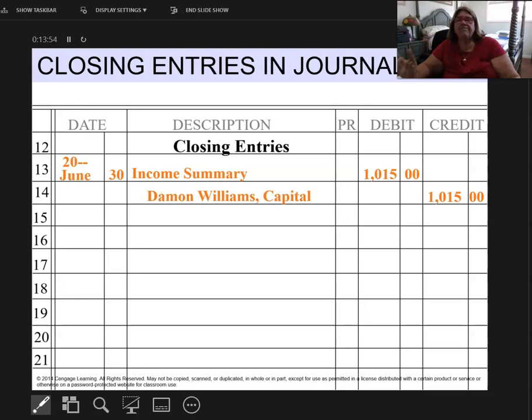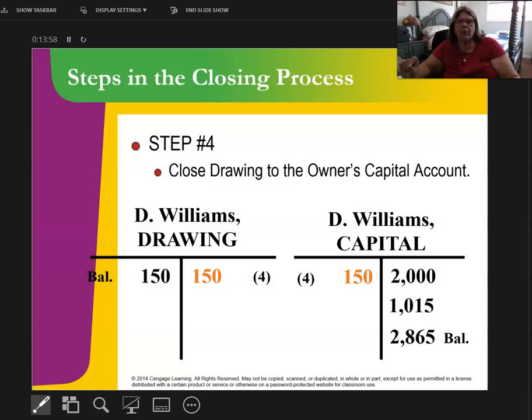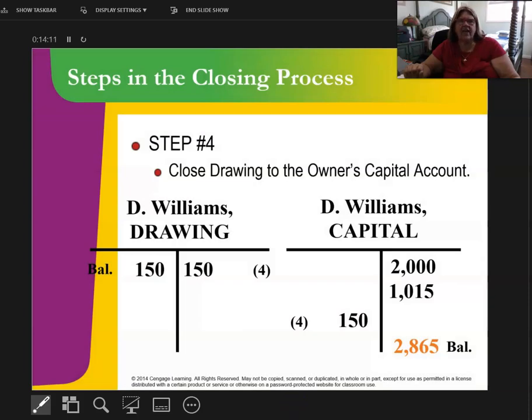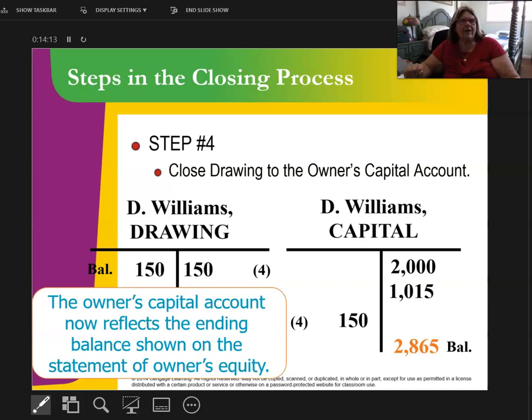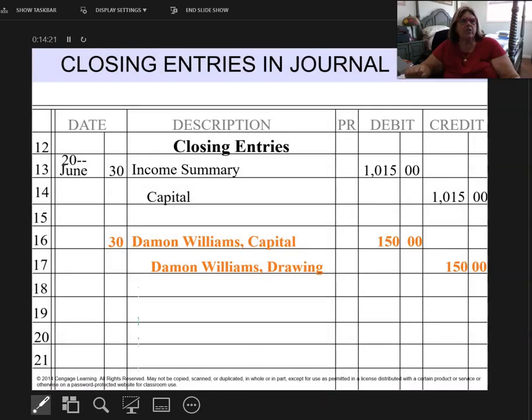Okay, final entry. We're going to close my drawing account. It has a balance of $150, so I will credit it to make this 0 and debit my capital account. And now my capital account shows my actual balance. This balance will match the one on the financial statements. And here's what the journal entry looks like.